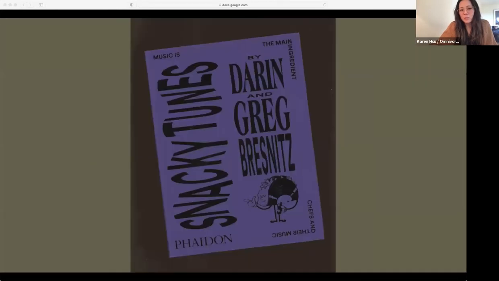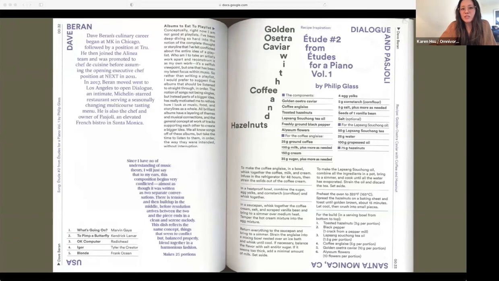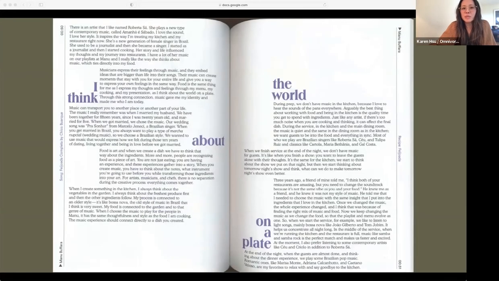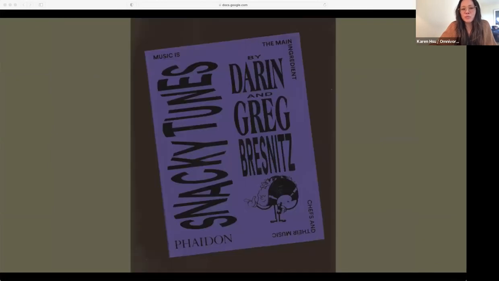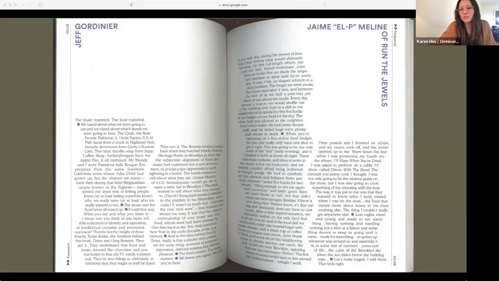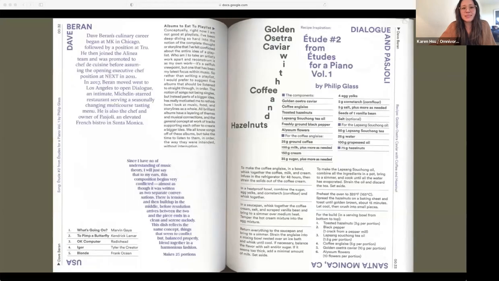Most of the design of this book actually occurred at the beginning of the pandemic, where the chefs' stories and memories became even more poignant. Designing this book brought back a world of being together and sharing the universal languages of food and music.